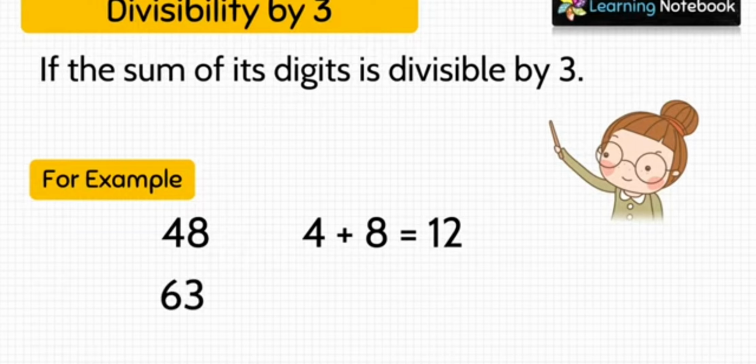Let's take another example. Check if 63 is divisible by 3. So, let's add both the digits. 6 plus 3 equals 9. Now, 9 is divisible by 3. Therefore, 63 is also divisible by 3.